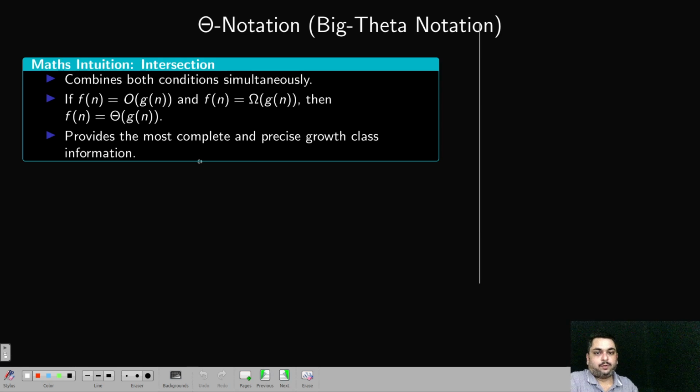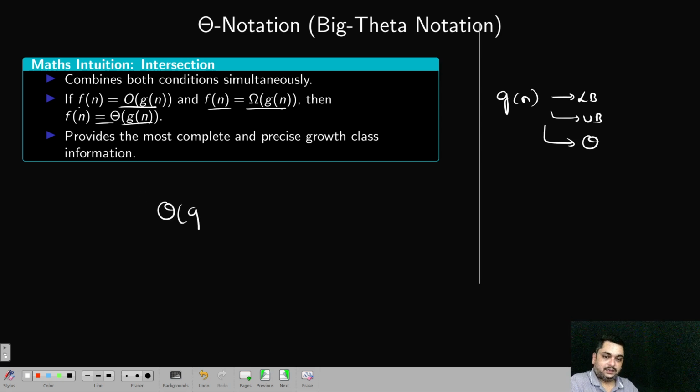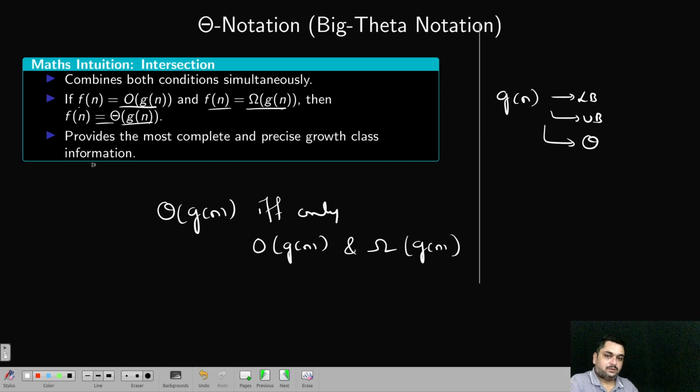One important property is we already know g of n remains the same for lower bound as well as upper bound. And finally, if they are the same, then I will have a theta bound. So if f of n equals order of g of n and f of n equals big omega g of n, then f of n equals theta of g of n. So you can define theta of g of n if and only if O of g of n is defined and big omega, the lower bound, is defined. This is a very important property.